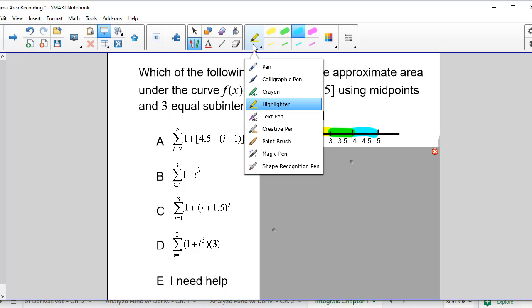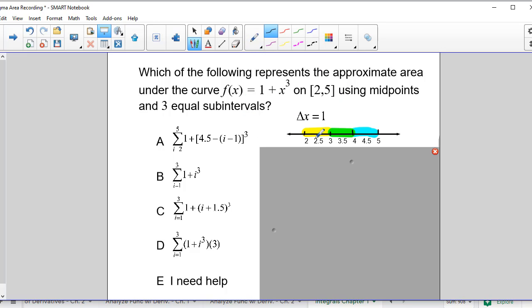Now also keep in mind we're using midpoints. The midpoint of the first rectangle will be at 2.5, and the curve is going to pass through the top of the rectangle at that point. The second subinterval's midpoint is 3.5, so the curve passes through the top of that rectangle at the midpoint. And the third subinterval midpoint is 4.5.